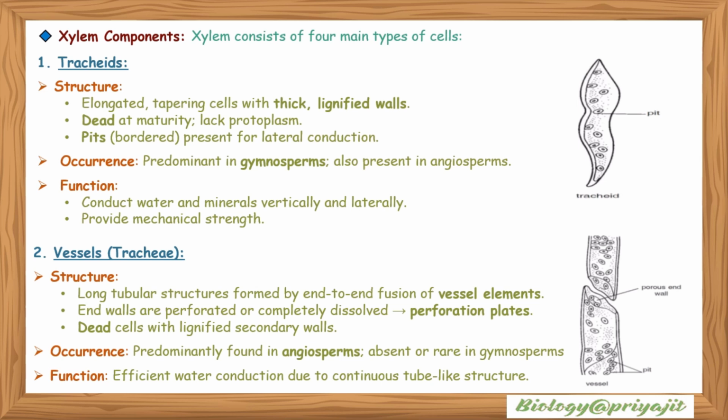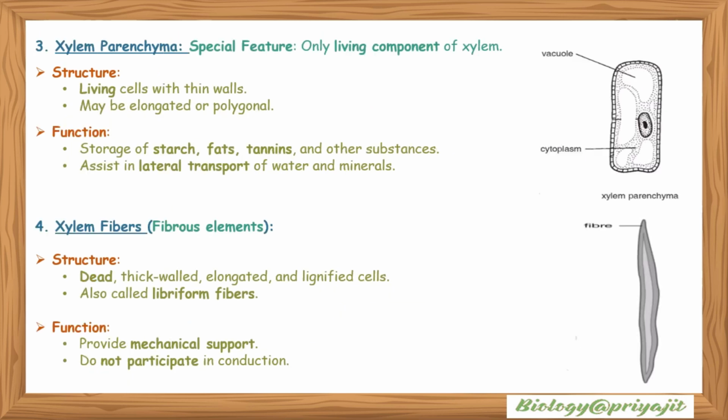Vessel structure: long tubular structures formed by end-to-end fusion of vessel elements. The end walls are perforated or completely dissolved, which have perforation plates. They are dead cells with lignified secondary walls. They are predominantly found in angiosperms. They are absent or rare in gymnosperms. Efficient water conduction is due to the continuous tube-like structure.